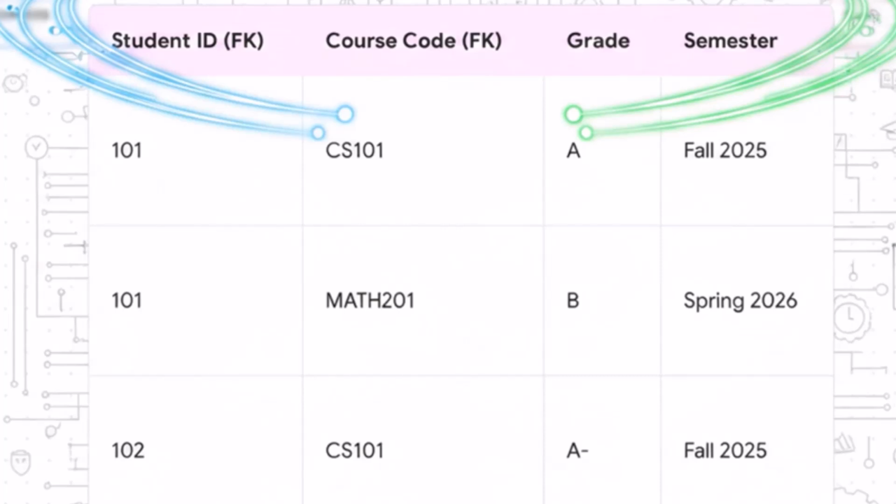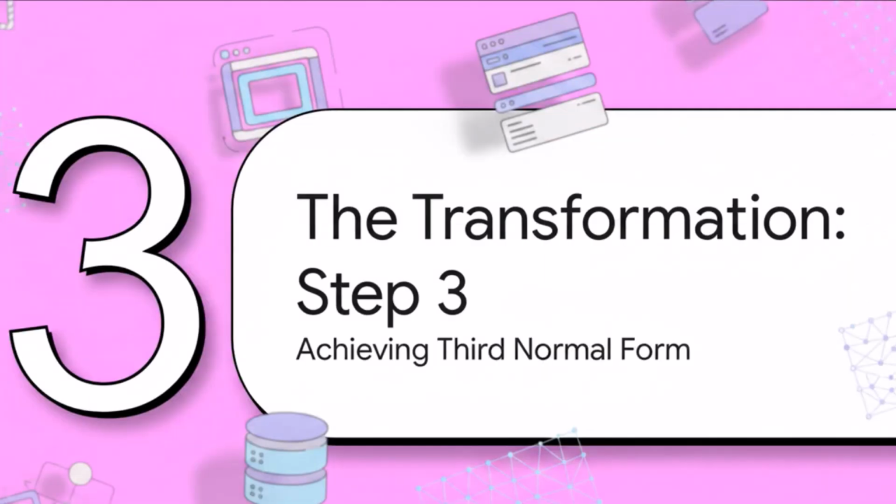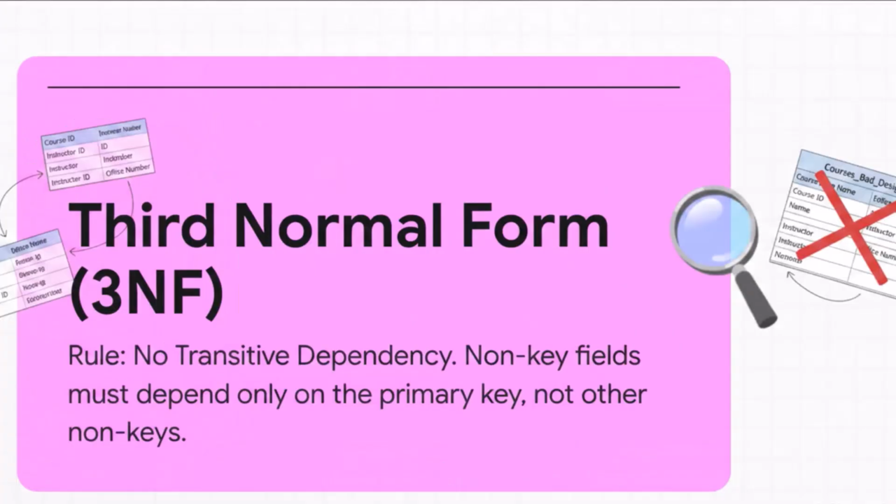So clean. We have made some huge progress. But there's one more common problem we need to solve. So let's move on to the final main step for most databases, getting to third normal form, or 3NF. Now this one's a little more subtle, but it is just as important. Okay, so the rule for 3NF is to get rid of something called transitive dependencies. This happens when a field in your table depends on another field that isn't the primary key.